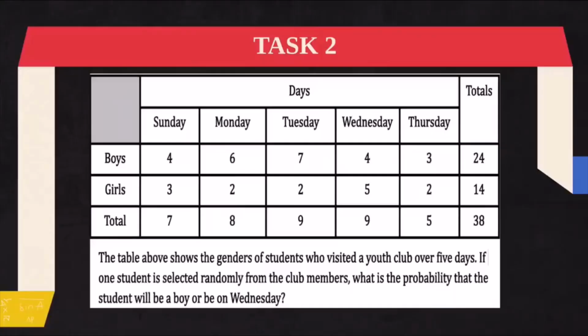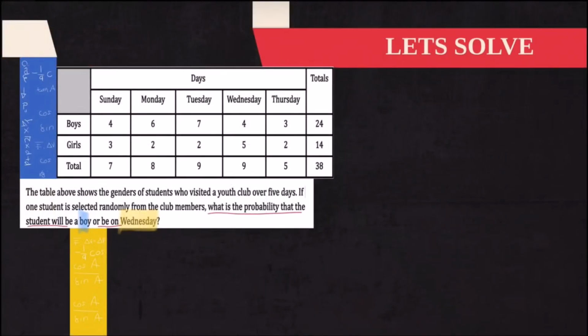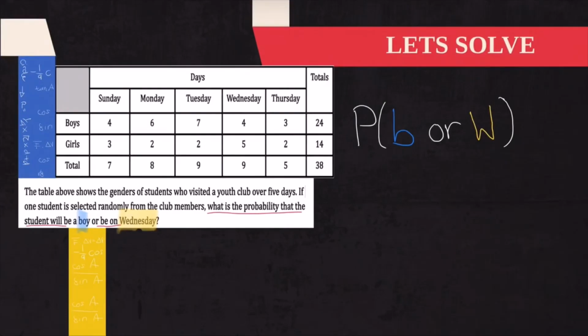The table above shows the genders of students who visited a youth club over 5 days. If one student is selected randomly from the club members, what is the probability that the student will be a boy or be on Wednesday? First, find the probability of a boy or Wednesday. These two events are not mutually exclusive.